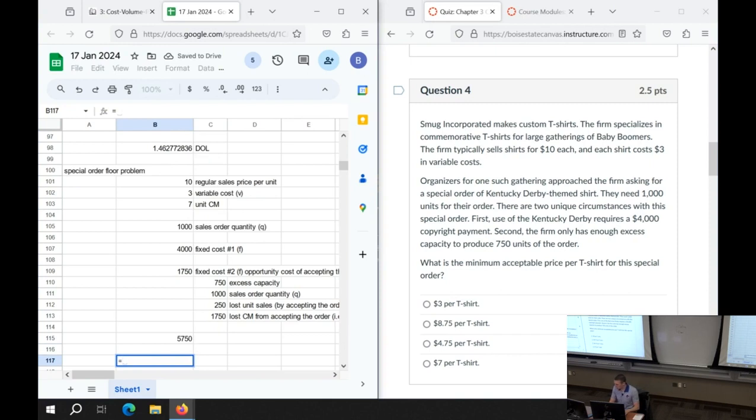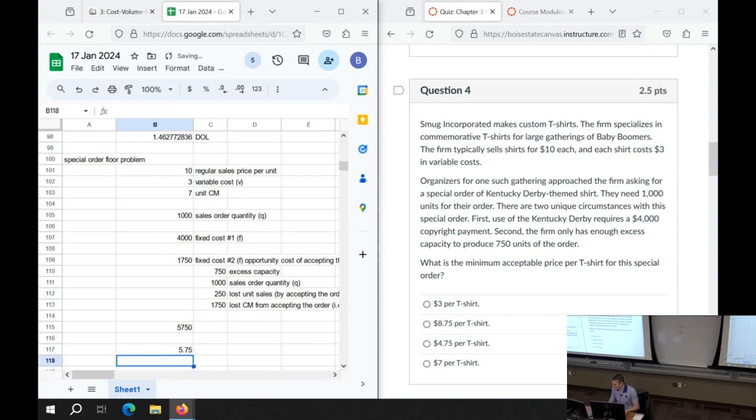And then we just go through, and our P equals this F divided by Q plus our variable cost. So that should be, I did something wrong here. I messed up that cell reference. There we go, I got it. 8.75 should be the right answer there. So that incorporates $3 of variable cost. This should be our P.